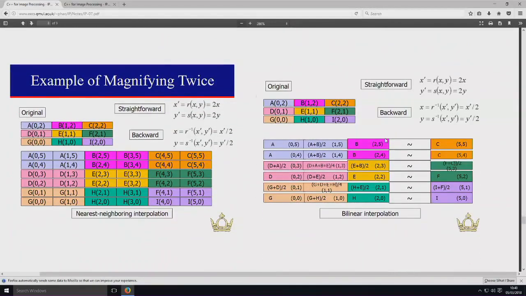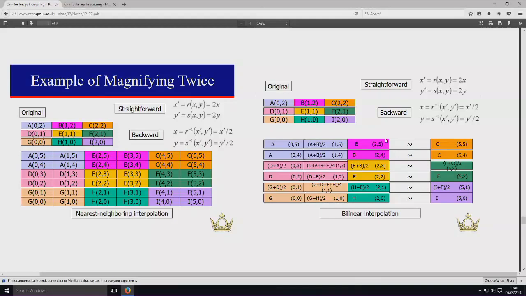Another thing is magnifying. If we magnify an image like this 3x3, magnified twice, just for the coordinates, two times that. Originally we have the coordinates one, two, three. After magnifying, we have one, two, three, four. But if we just multiply by two, we only have two, four, six, eight. We don't have one, three, five.